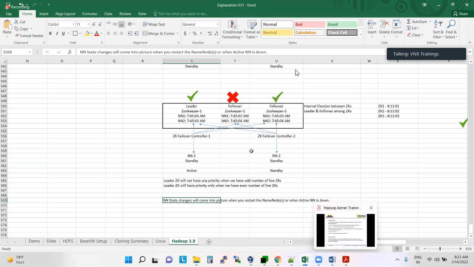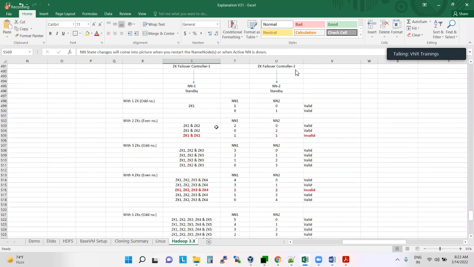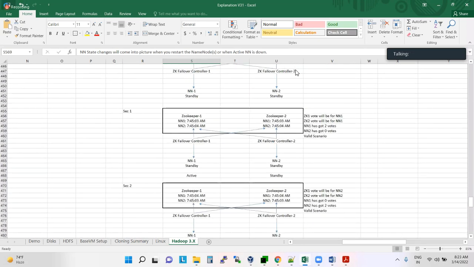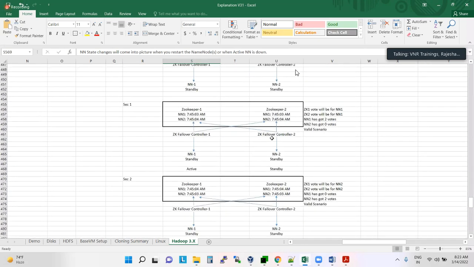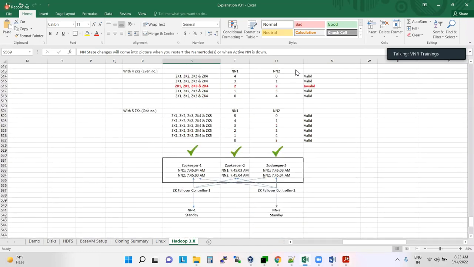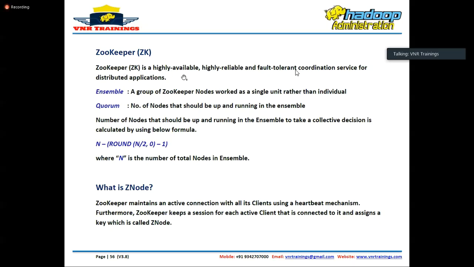So now, I hope you understood the concept of zookeeper. I will show you practically. First, let us see the theory part of zookeeper. Zookeeper is a highly available, highly reliable, fault-tolerant coordination service for distributed applications. Fault-tolerant means it can solve the issue automatically. It is doing the same thing, right? Yes, sir.